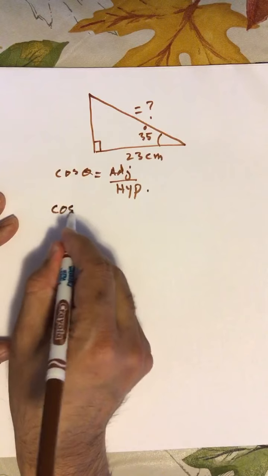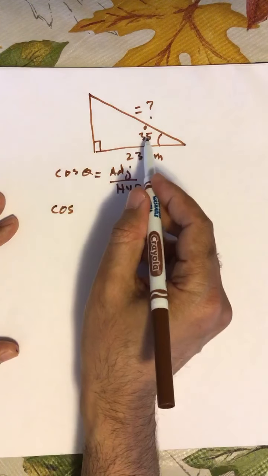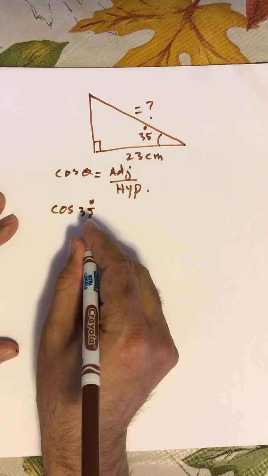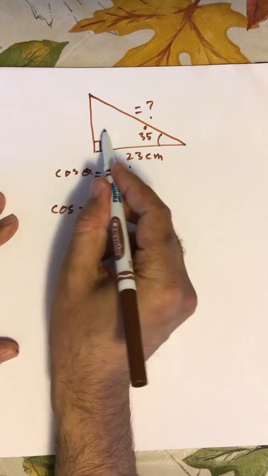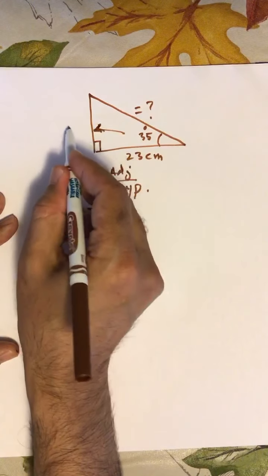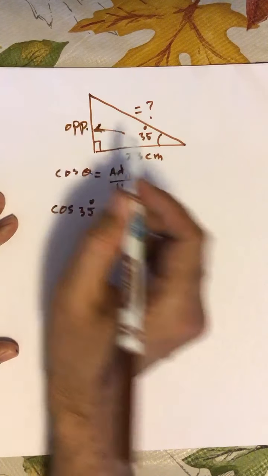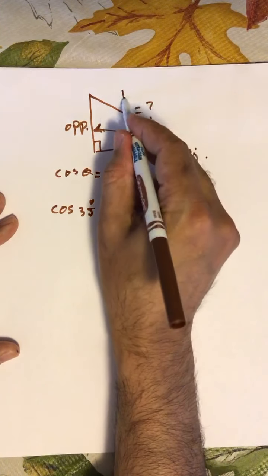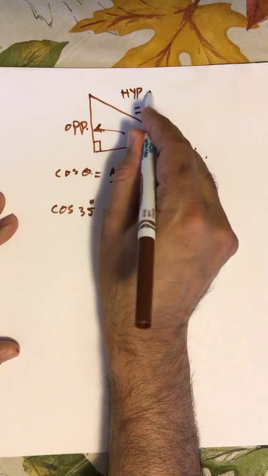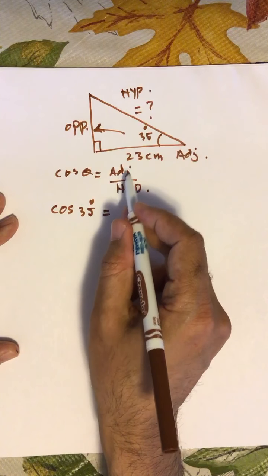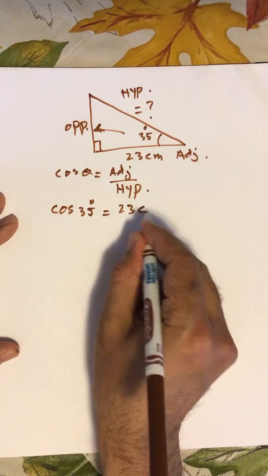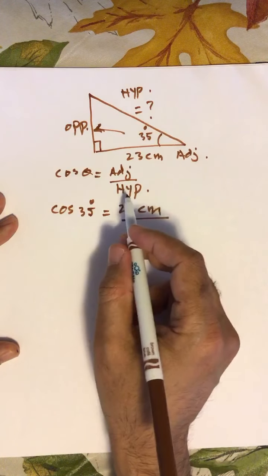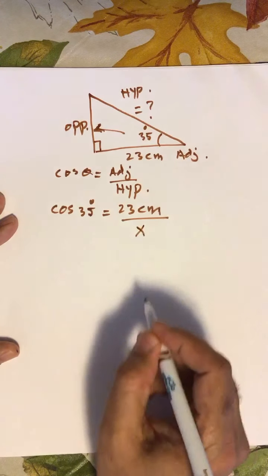So cosine is a ratio, theta will be an angle. So theta will be replaced by 35 degrees. This is the opposite side. This is the adjacent side, and this is the hypotenuse side. So adjacent, we'll replace adjacent with 23 centimeters. And hypotenuse is unknown, so I'll just use X.